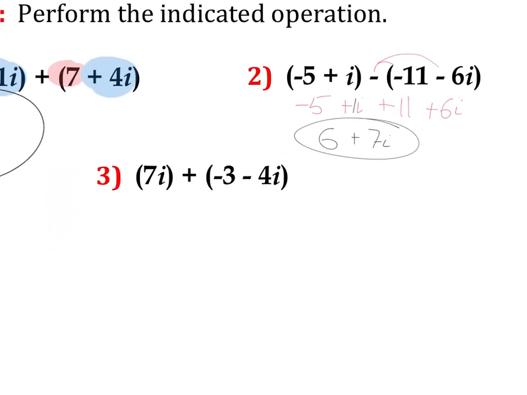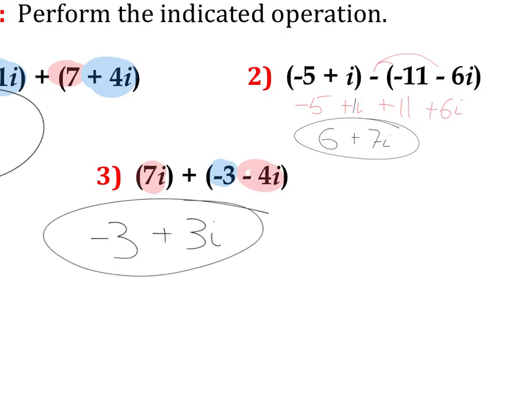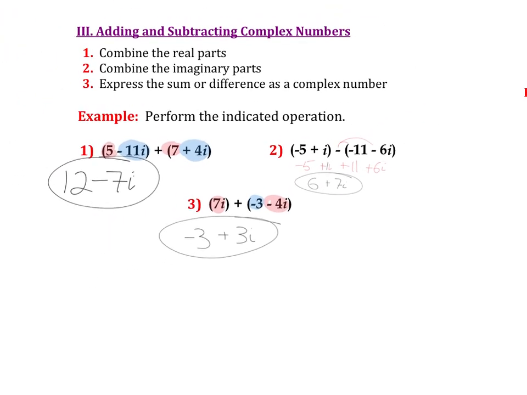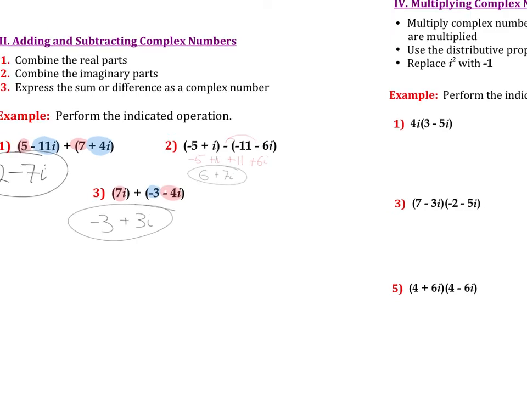Number 3, last one. Let's combine our components here. I've got imaginary components, a positive 7i and a negative 4i. Then I've got my real component, negative 3 is the only one. I'll have to write this in the proper order. Negative 3 comes first because it's the real component, and then our imaginary comes next, 7i plus negative 4i, positive 3i. Not too shabby, not too difficult.